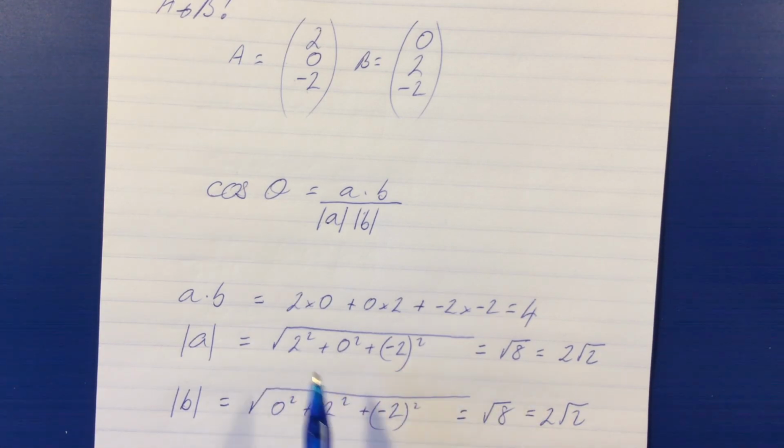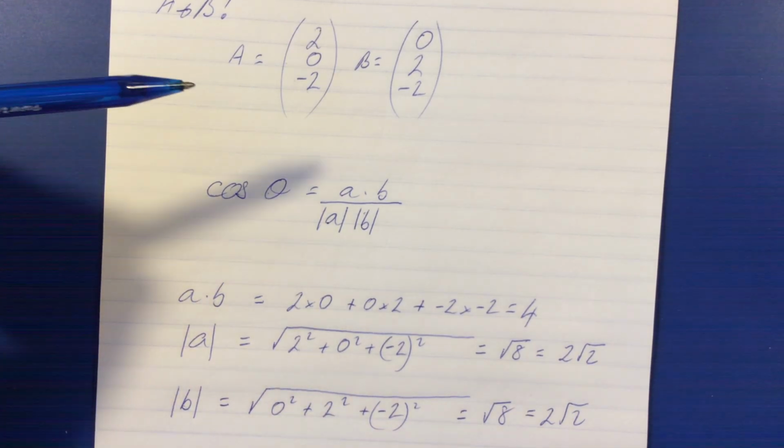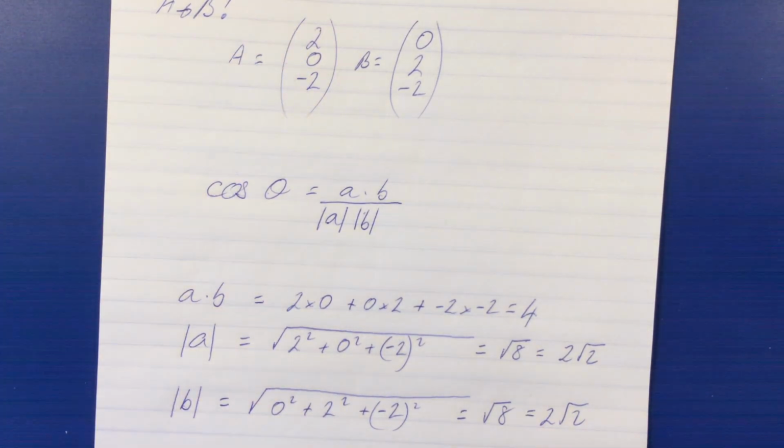So the magnitude of A is each component of the vector squared, added together, and then the square root of that found, which surprisingly in each case gives us the square root of 8, which is 2 root 2. And you can see that there's a real similarity between the elements of each vector, so we get a similar result. Then it's simply a matter of putting all this together.